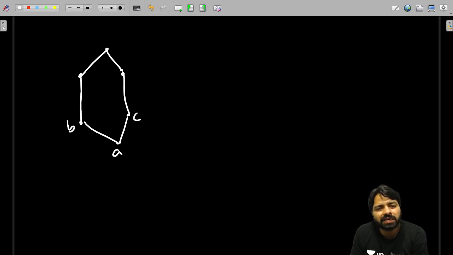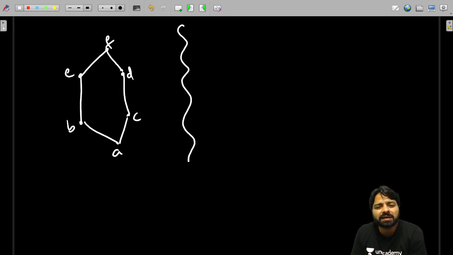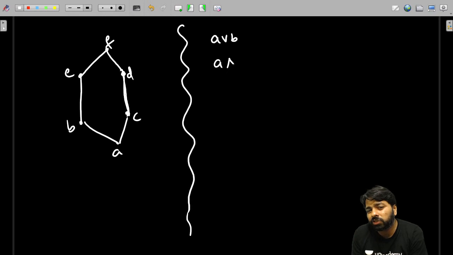A, B, C, D, E, F. But basically you don't do this in the exam. You should know what is not a lattice, because verifying what is a lattice is very difficult. Here, A join B, A meet B.